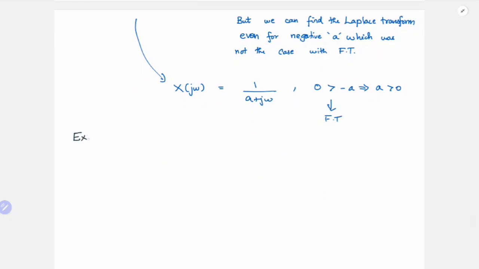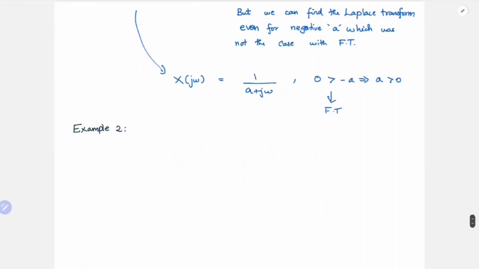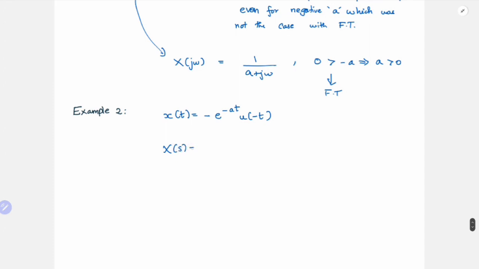Example 2. So this example will demonstrate why this region of convergence is important. Okay, let's get started. So x of t is minus e power minus at u of minus t. So this is like a negative side exponential signal, right? So let us find the Laplace transform. It is given by the integral of x of t e power minus st dt. So this is nothing but minus infinity to 0, because it is u of minus t, and we have a minus sign, e power minus at e power minus st dt.